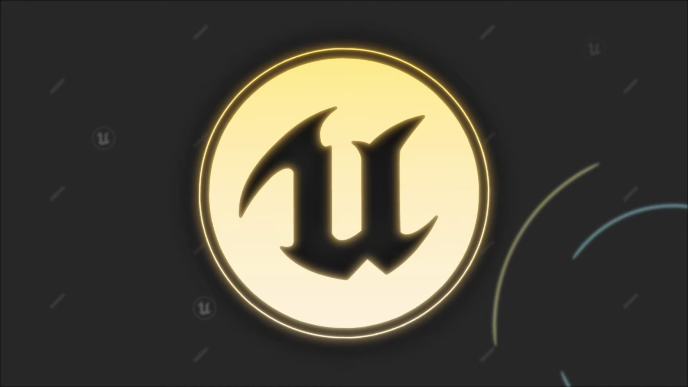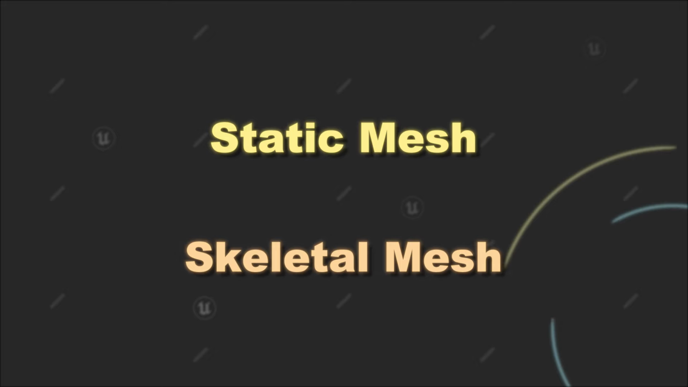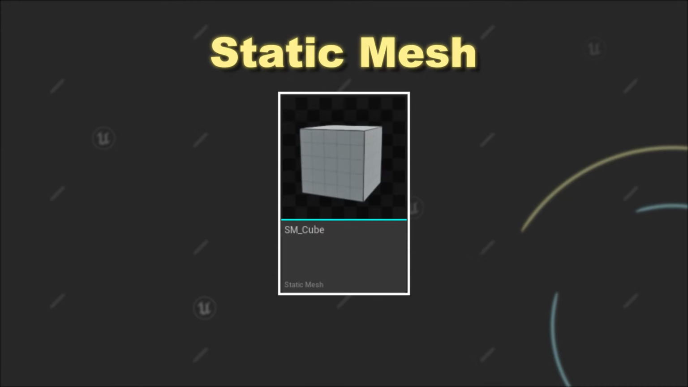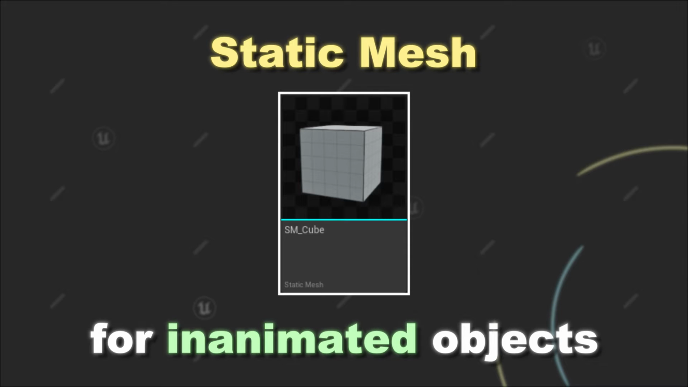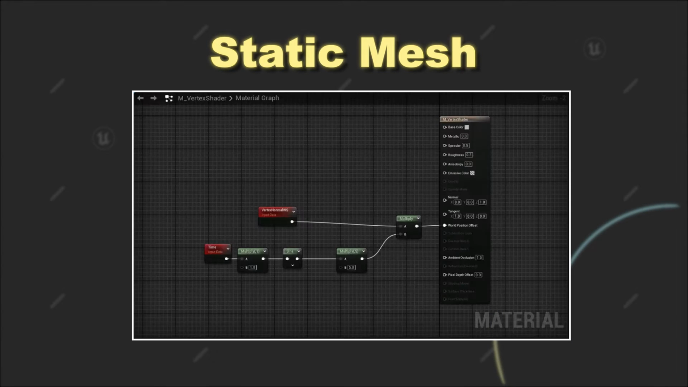Today we will briefly check out the difference between the static mesh and the skeletal mesh. First up, we have the static mesh. You want to use the static mesh type for objects that are basically inanimate. So basically objects that are static. However, technically it is possible to animate static meshes through shader programming.